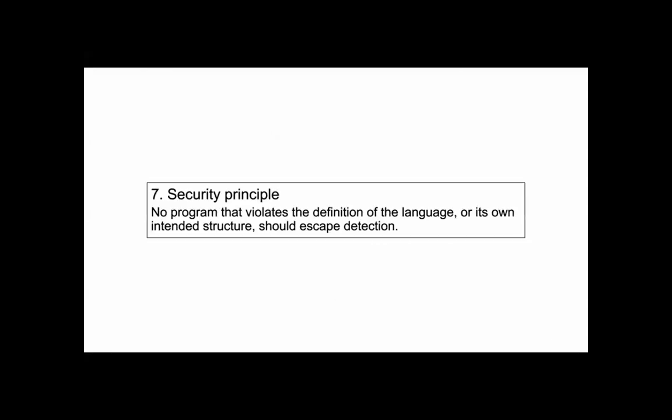And that brings us to the seventh principle, which is the security principle: no program that violates the definition of the language or its own intended structure should escape detection. Now, when you think about what we have just created by creating a label, and by having a part where we declare the data variables, we're making sure that our array is declared clearly and concisely, with an explicit definition of the size of the array.